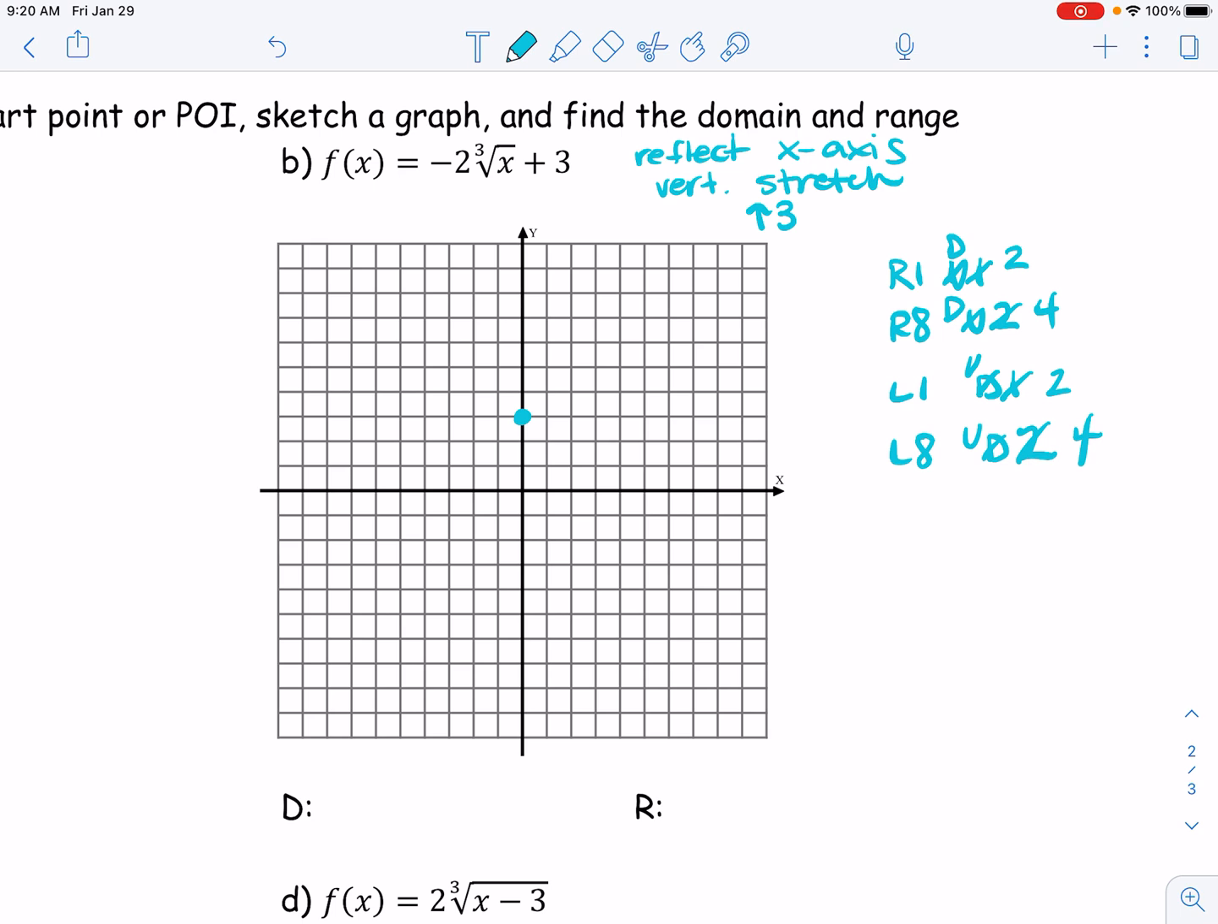And so from that point 0, 3, I'm going to go right 1 down 2 and right 8 down 4. I'm going to go left 1 up 2 and left 8 up 4.